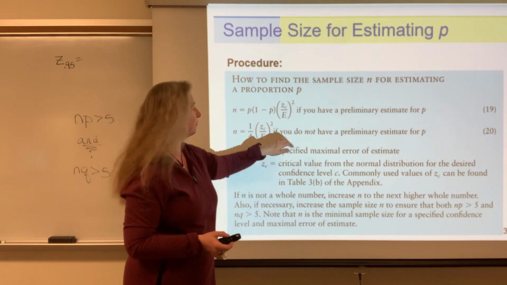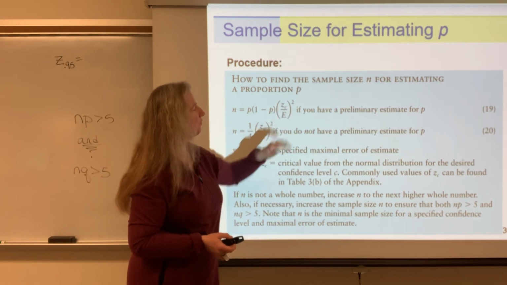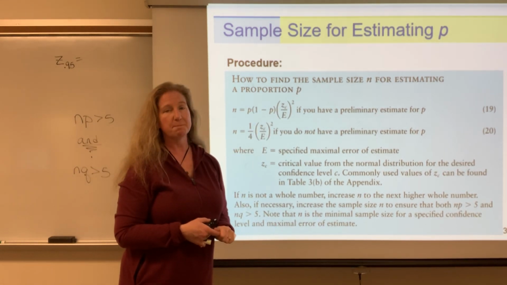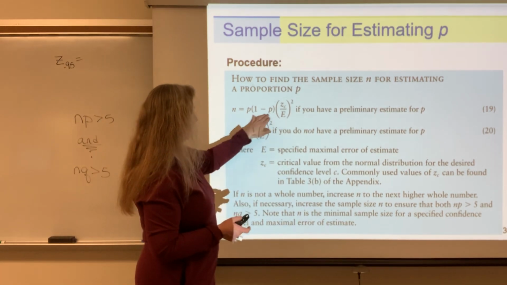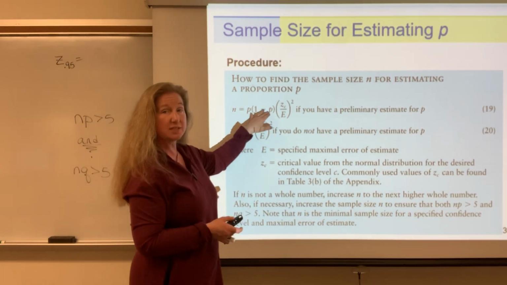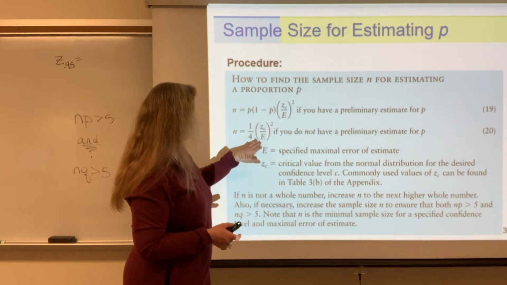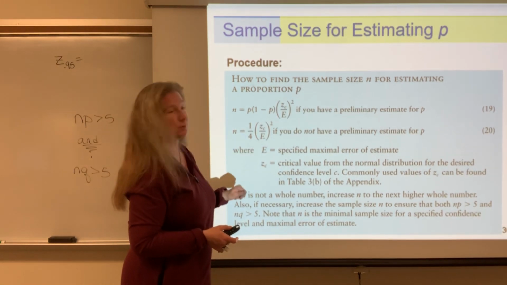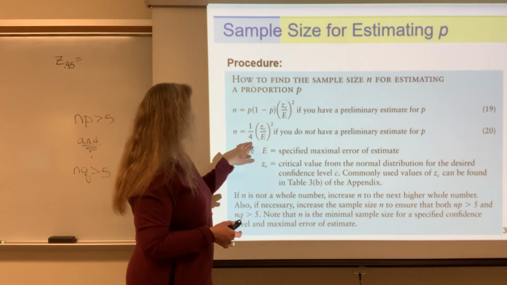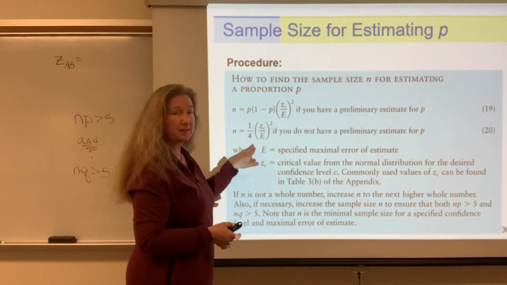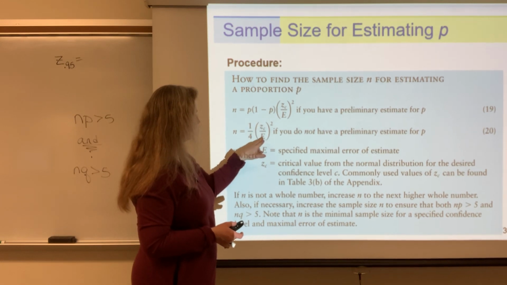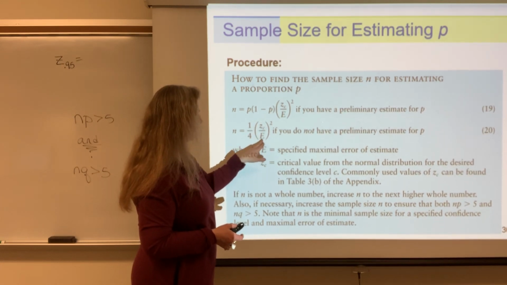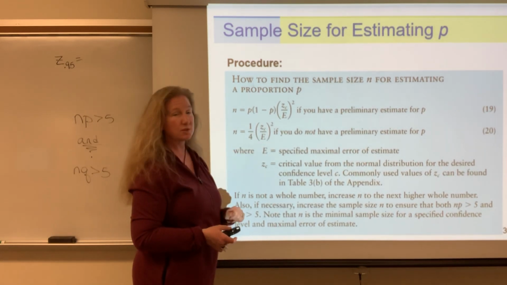That's an easy thing to forget, to square that, if you have a preliminary estimate for p. If you don't, you'll notice this one actually includes p, and that's p, not p hat. But what if you do not have a preliminary estimate for p? You'll notice there's no p in this equation. So n is 1/4 z sub c, whatever our z sub c is, over the error, and that gets squared.